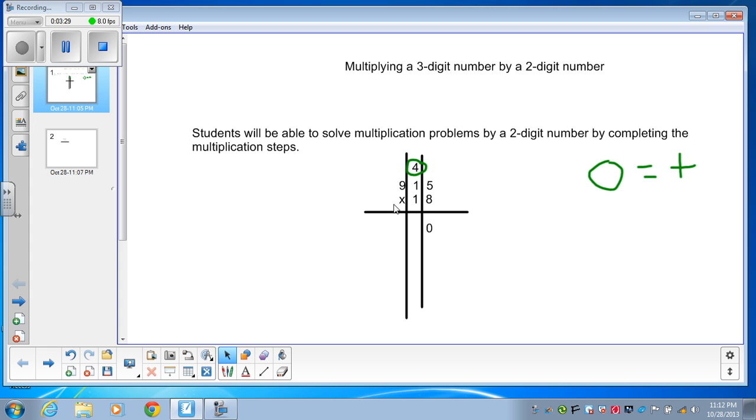Alright. 8 times 1 is 8 plus 4. 8, 9, 10, 11, 12. I put the 2 underneath the ones in the tens place, and I carry the 1 into the hundreds place. Last step, by multiplying by 8, 8 times 9, I go through my 9 times tables.